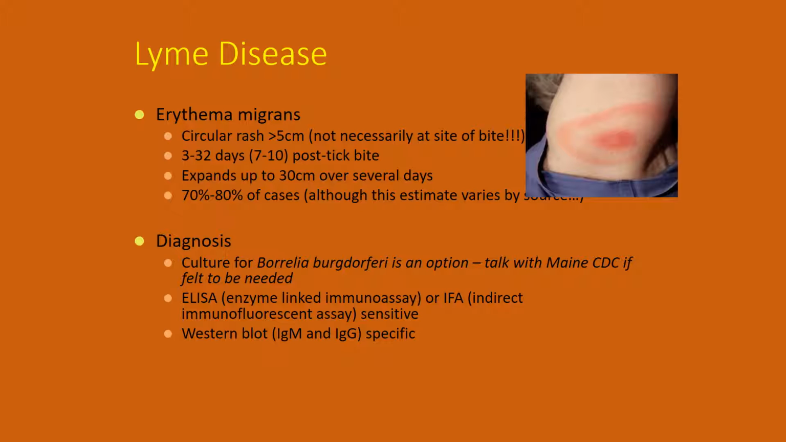You can actually culture for Borrelia burgdorferi. However, the usual way of testing is to do an ELISA. If the ELISA is positive, then it reflexes to a Western blot, and the Western blot does the IgM and the IgG. The IgG may stay positive for life, although in most patients, if you treat them early enough, it will convert back to negative.